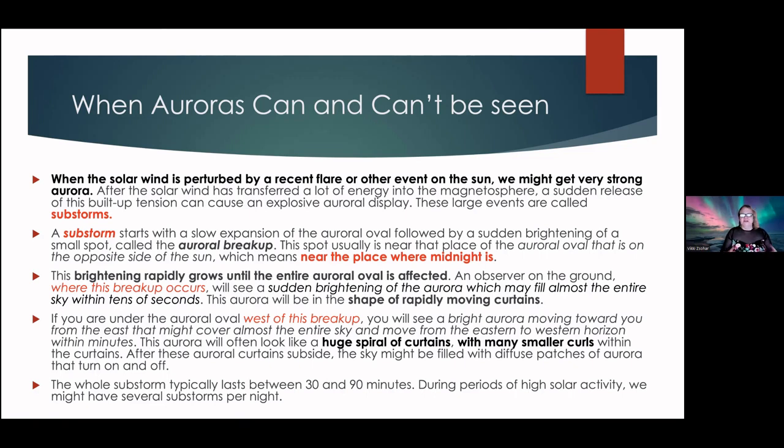And after this subsides, the sky might be filled with diffuse patches of aurora that turn on and off. Sometimes you just see it like a haziness, you don't even see colors, but sometimes you do. So this whole substorm typically lasts between 30 and 90 minutes. And during periods of high solar activity, we can see it multiple times during the night.